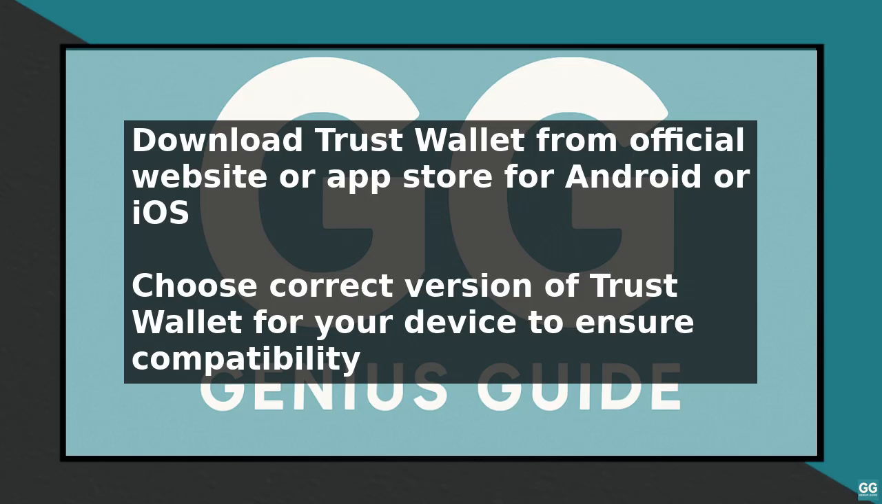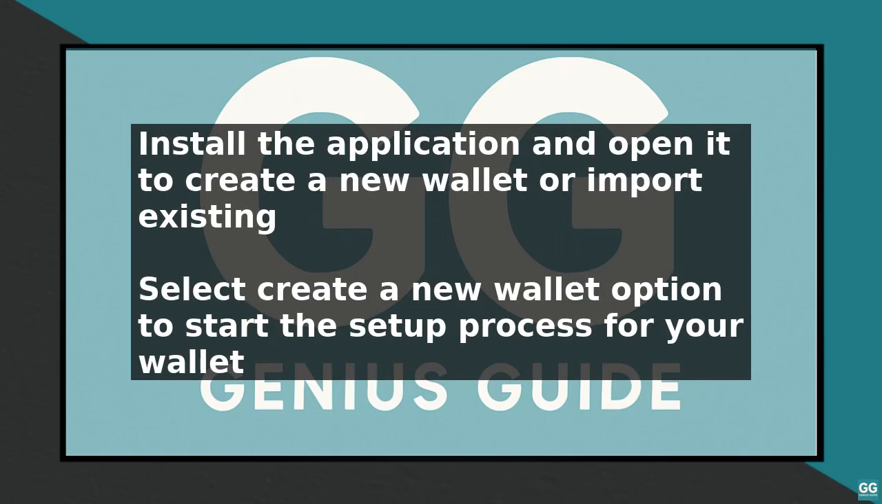The installation process is straightforward and should only take a few seconds. After installing, open the Trust Wallet application. You will be presented with the option to create a new wallet or import an existing one. To create a new wallet, select the Create a New Wallet option.